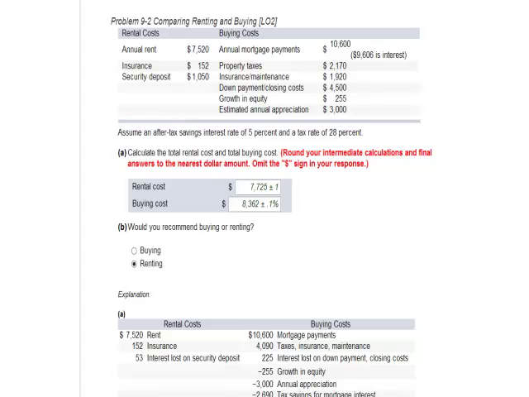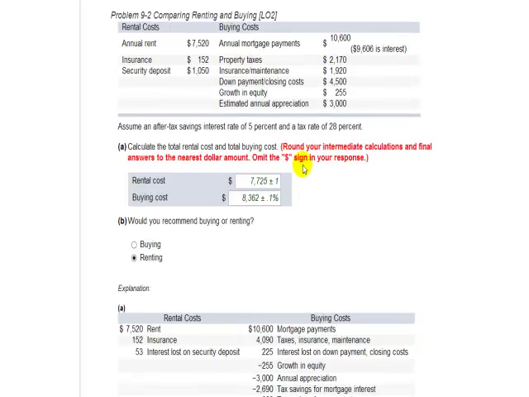Now, the cost to buy. The cost to buy will be the initial mortgage payments of $10,600, which showed up here, right? And it'll also be the taxes, insurance, and maintenance fees, which if you add up the property taxes here of $21.70 and the insurance and maintenance fees of $19.20, you'll get a total out-of-pocket of $4,090. So that's another amount of money we're going to have to pay as a cost of buying.